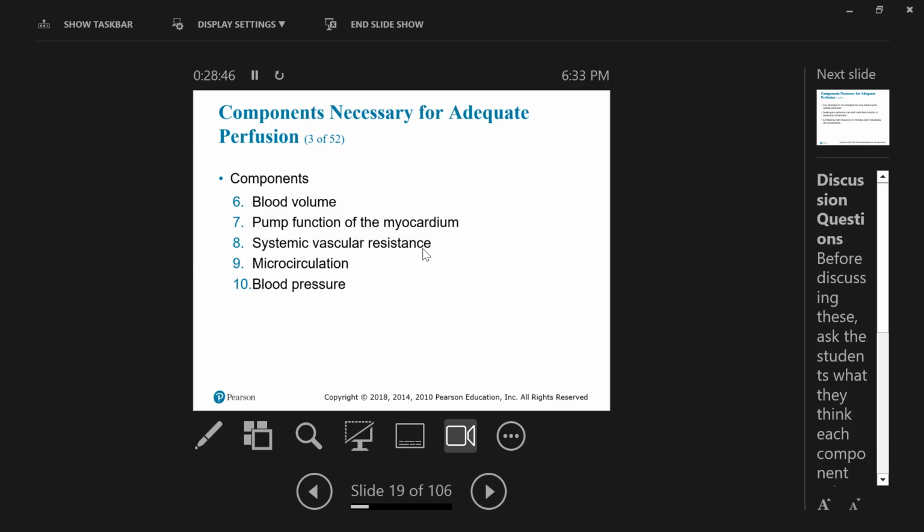Systemic vascular resistance. Now, what does systemic vascular resistance mean to you? The constriction of your veins. Well, think smaller. What's the smallest type of blood vessel? Capillaries, there you go. So systemic vascular resistance is the capillaries closing up so you don't lose that blood, and it goes back and creates blood pressure. So you need to have blood pressure. Okay. Microcirculation also and blood pressure.